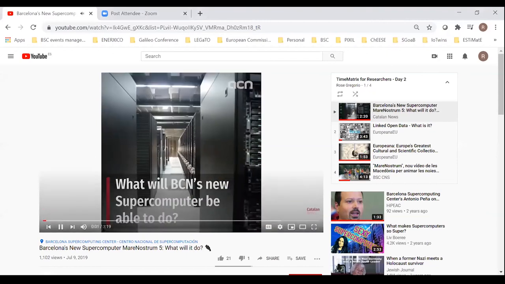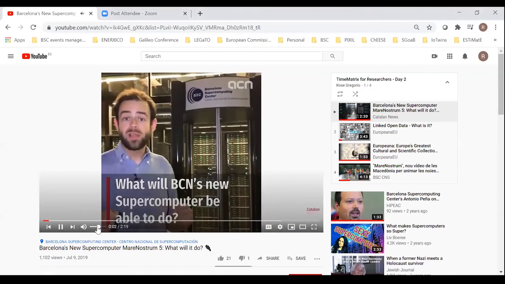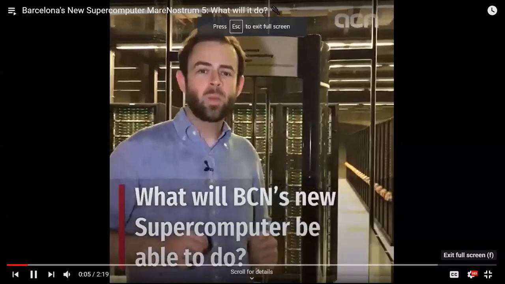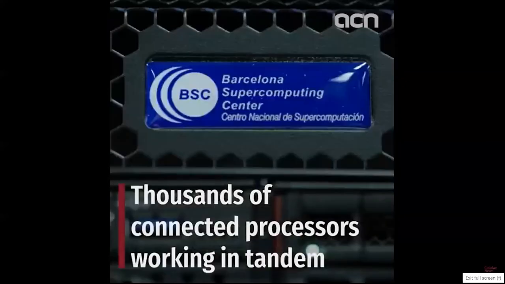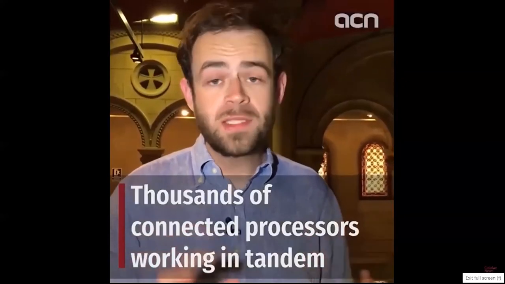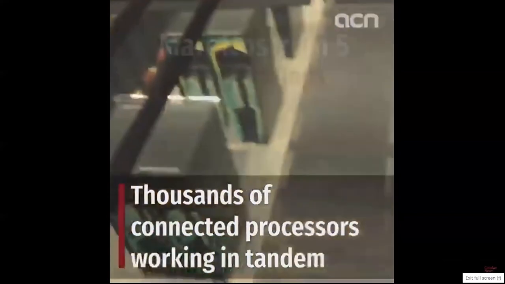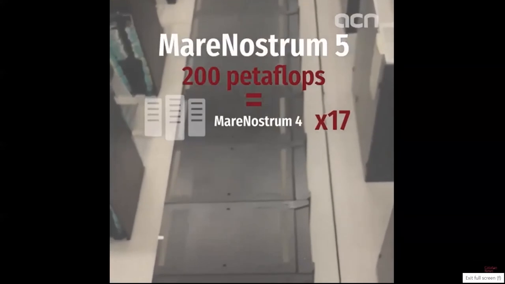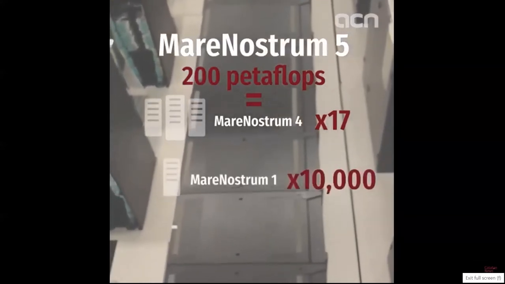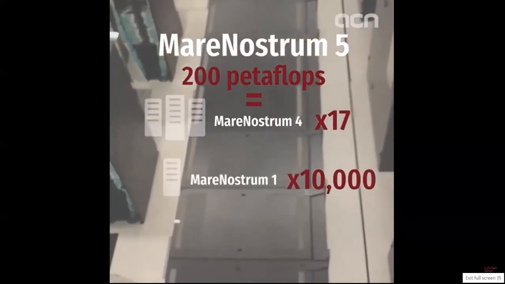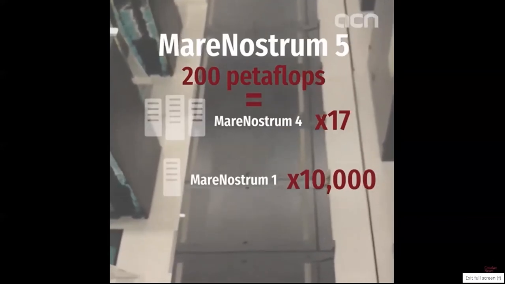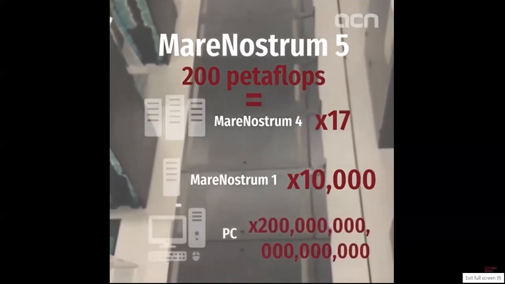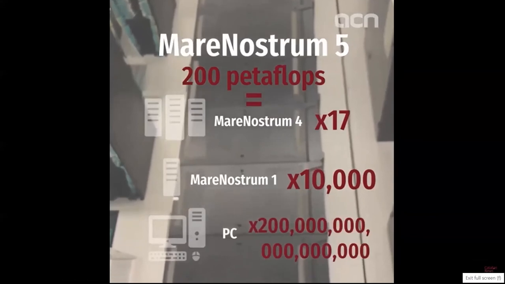Barcelona is getting a new supercomputer that will rival the world's current most powerful machine. But what will it do, how fast will it run, and what will it mean for Catalonia? A supercomputer is a computer with thousands of connected processors. Barcelona's new one is going to be between 15 and 20 times faster than the supercomputer it will replace here, and 10,000 times quicker than the Mare Nostrum 1, the original that was built here in 2004. Compared to a top-of-the-range consumer PC, this new machine will be millions of times more powerful.